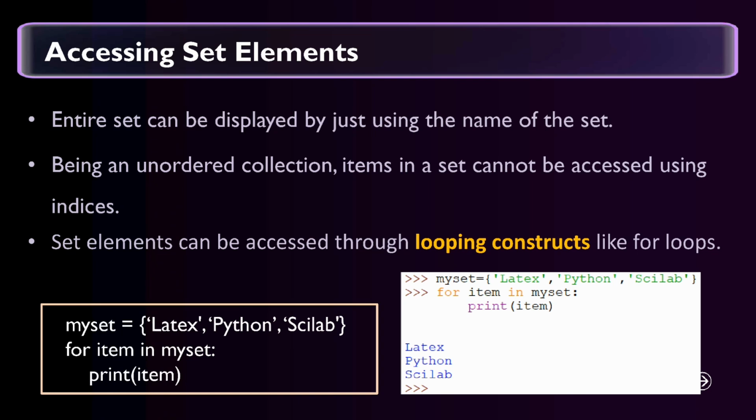Instead, to access or work with elements in a set, we use looping construct, most commonly a for loop. Let us look at an example. Here my set is a set containing 3 string elements: LaTeX, Python and Scilab. Then a for loop is written: for item in my set, print item. Here the for loop goes through each element in the set and prints it.